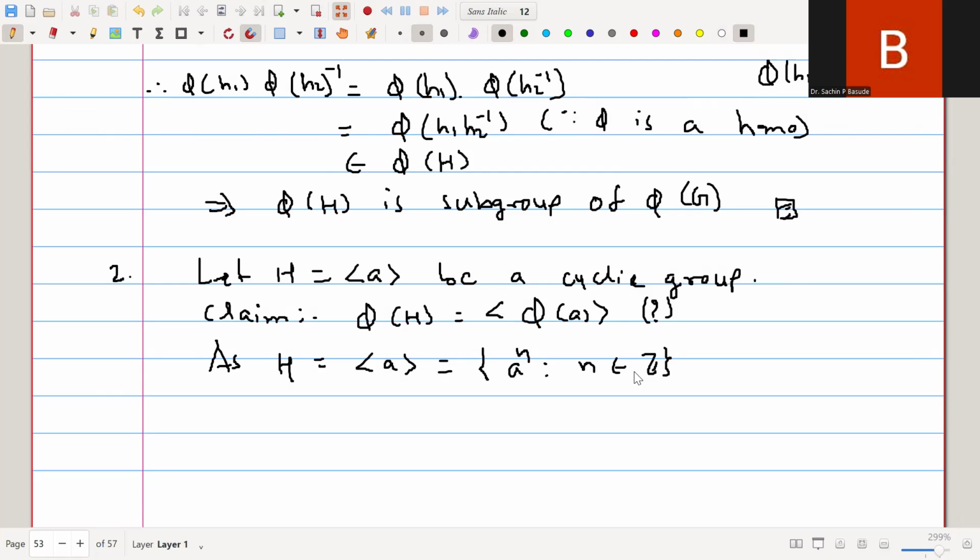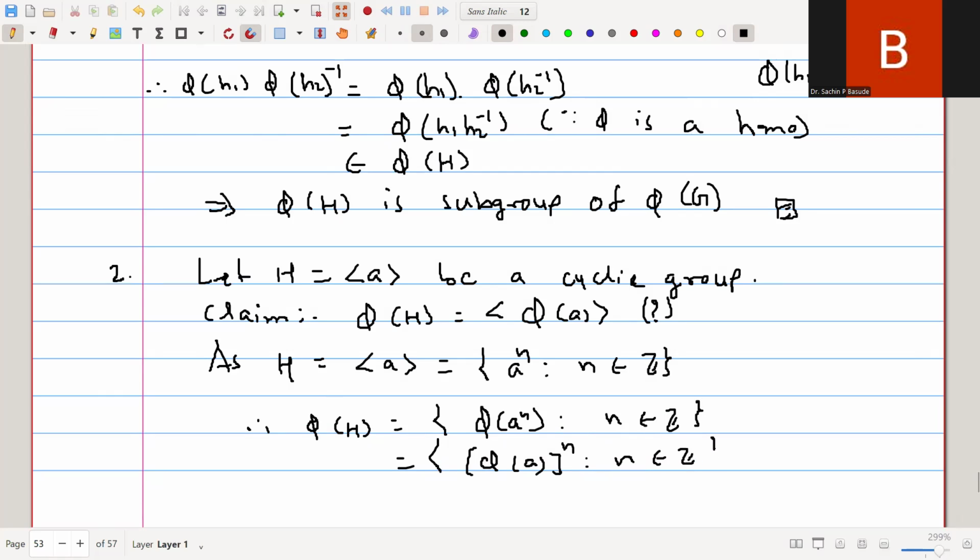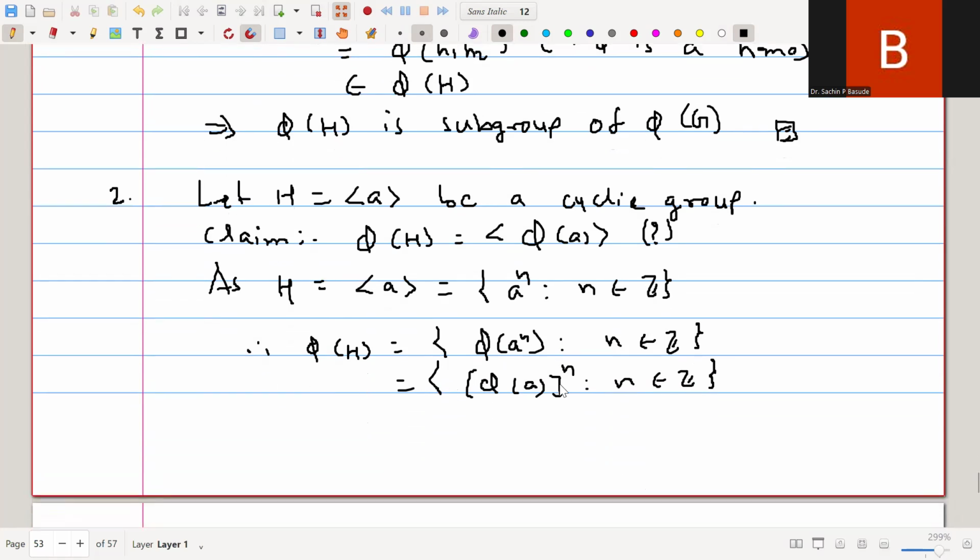Therefore, what is phi of H? We can write this as phi of a raised to n, where n belongs to Z. But this is the same as phi of a raised to the whole n, where n belongs to Z. So in phi of H, every element is a power of phi of a. We can write it as generated by phi of a. Therefore, phi of H is cyclic.